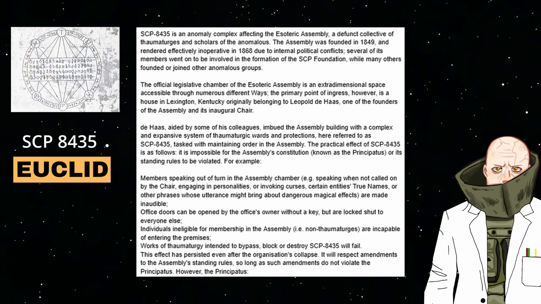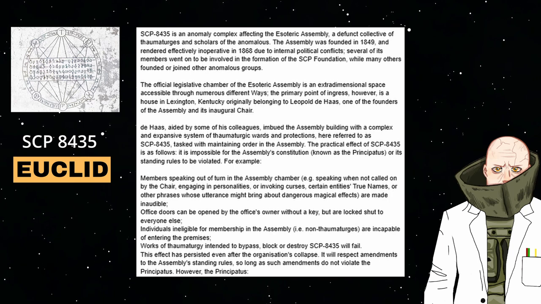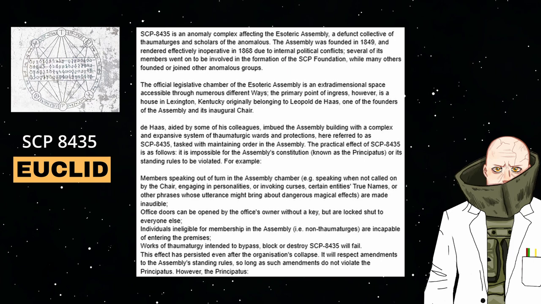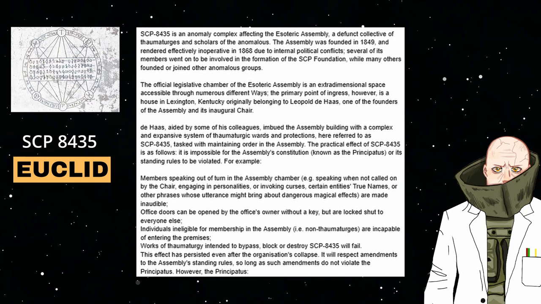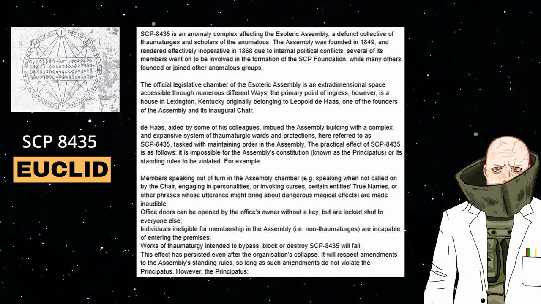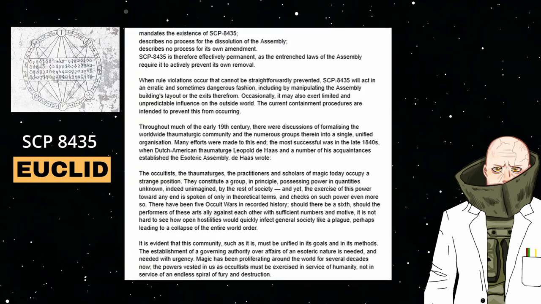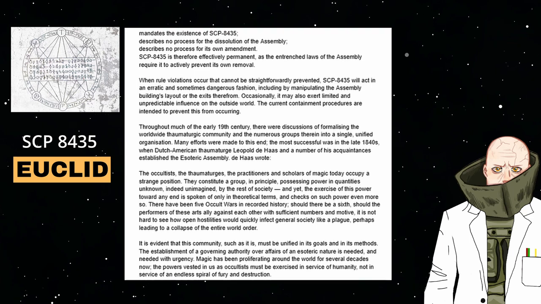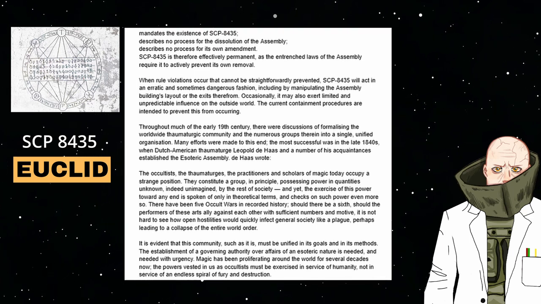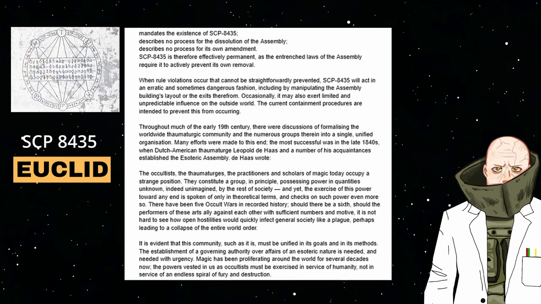Works of thaumaturgy intended to bypass, block, or destroy 8435 will fail. The effect has persisted even after the organization's collapse. It will respect amendments to the Assembly's standing rules, so long as the amendments do not violate the Principatus. However, the Principatus mandates the existence of 8435, describes no process for the dissolution of the Assembly, and describes no process for its amendment. 8435 is therefore effectively permanent, as the entrenched laws of the Assembly require it to actively prevent its removal.